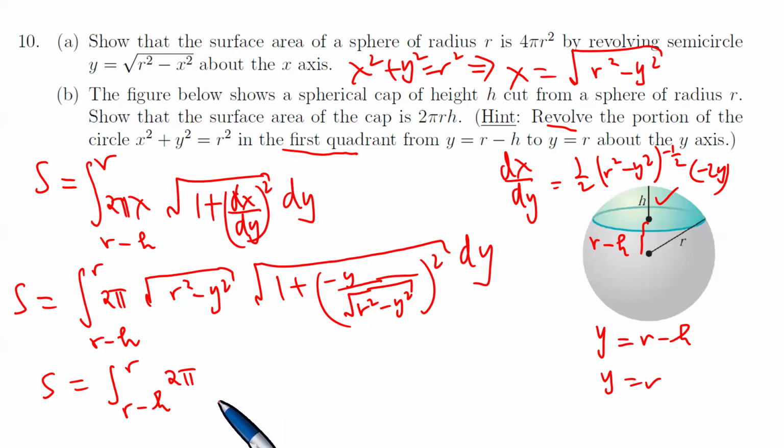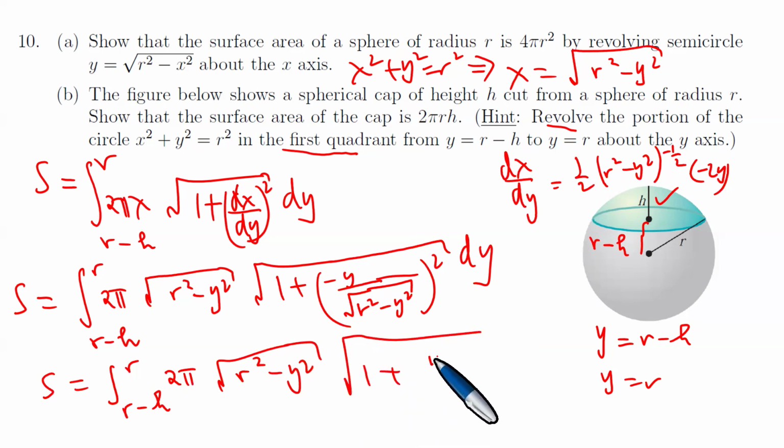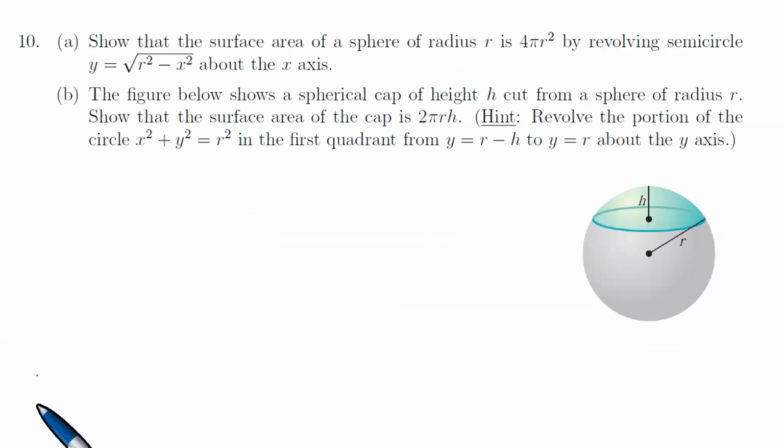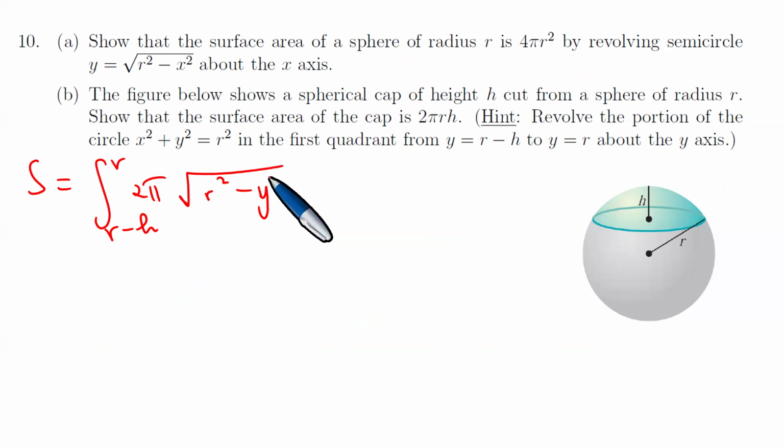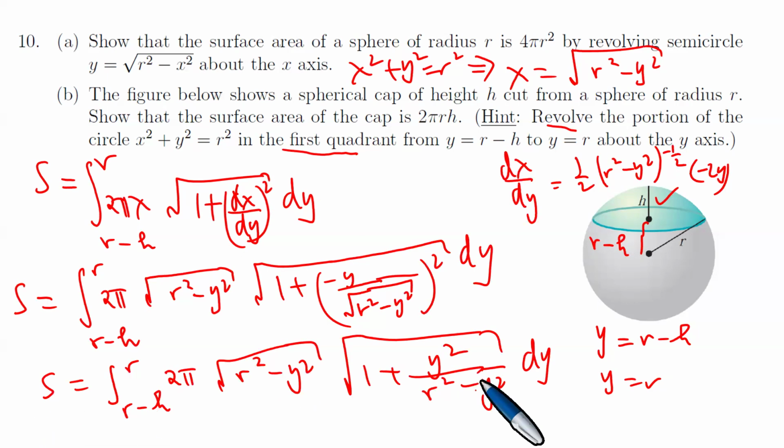Okay, let's continue. So this one is going to be the square root of r squared minus y squared. You square this one under the square root, it becomes 1 plus y squared over r squared minus y squared, dy. You have area equals the integral from r minus h to r of 2 pi times the square root of r squared minus y squared.